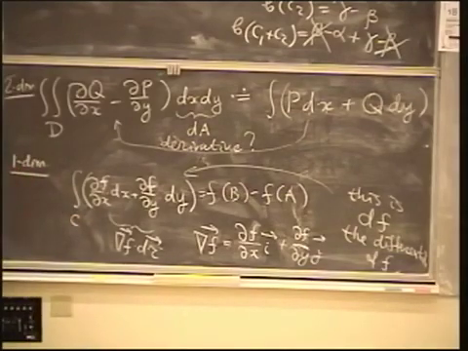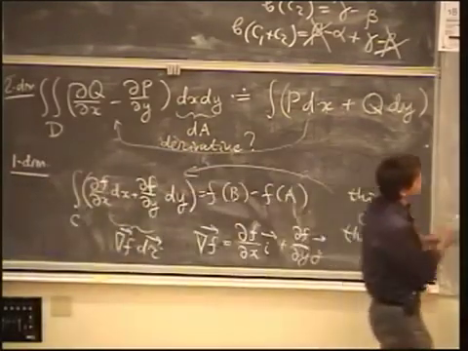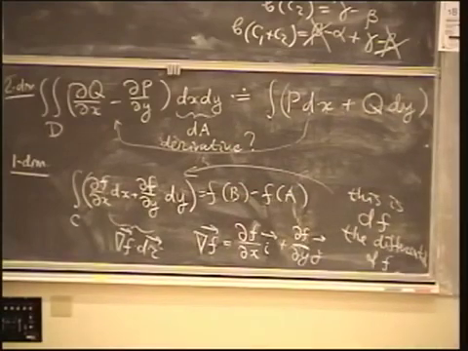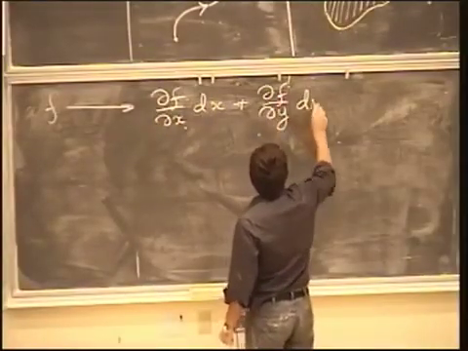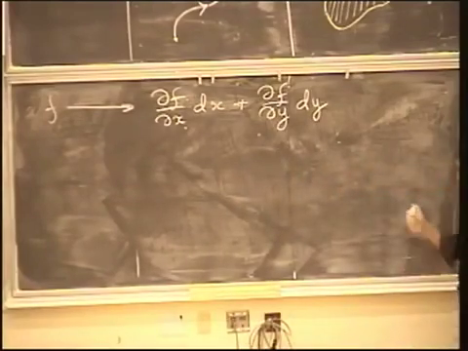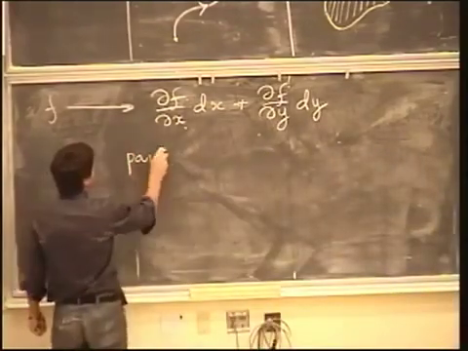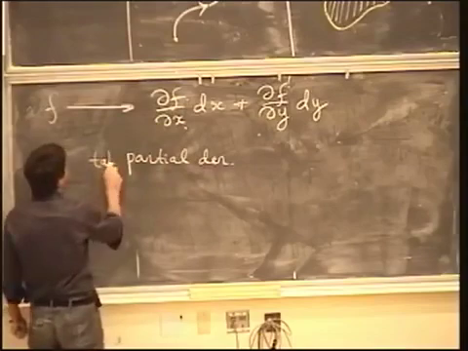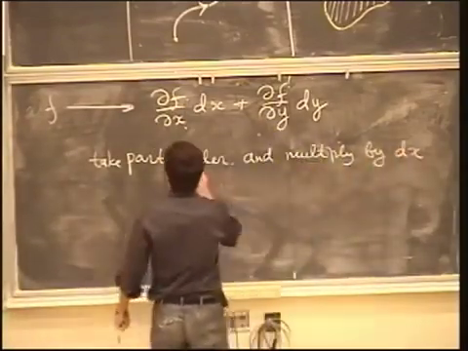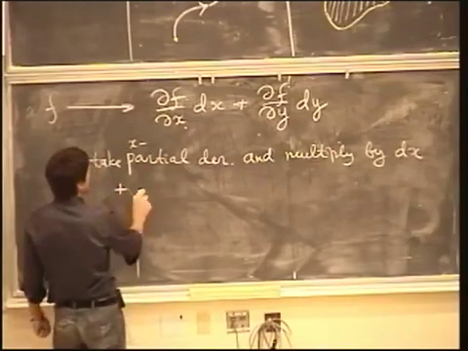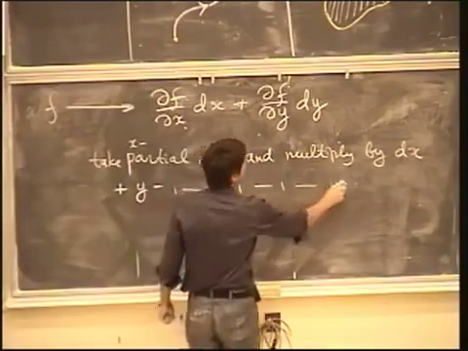So what did we do to get this formula from f? We took the function f, and we took two possible derivatives of f, with respect to x and with respect to y, right? So we took f, and we replaced it by df dx dx plus df dy dy, right? So what is this operation? I differentiate, I take partial derivative, and at the same time multiply by dx, x partial derivative, and multiply by dx, plus y partial derivative, and multiply by dy.